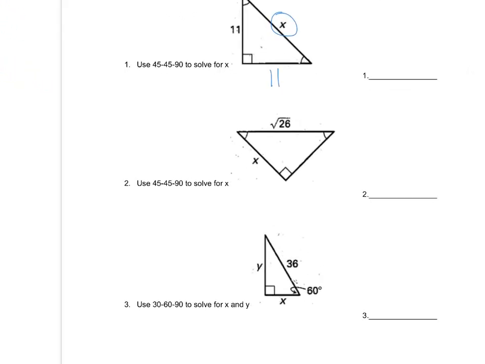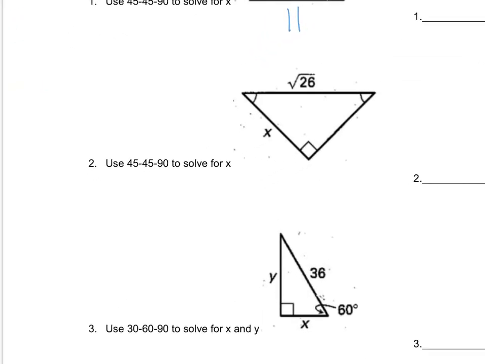Similar here with number 2. This side again should also be x, and we want to figure out what the side is. You want to set up an equation. It's going to look a little something like this. We're going to say the leg, which is x, is what we're trying to figure out. We've got to multiply it by radical 2 and then set it equal to radical 26.